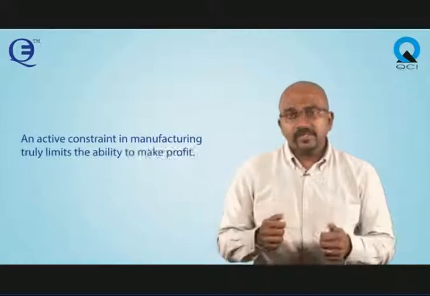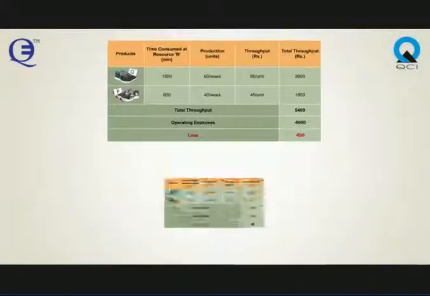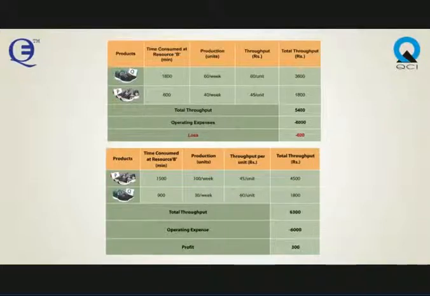This is one of the biggest learnings of the constraint-based approach, and especially when a constraint in manufacturing is active. An active constraint in manufacturing truly limits your ability to make profit. We also saw by this example, we didn't make any investments, but we made profit by just resequencing. That resequencing was not based arbitrarily. It was based on a logic. So without making any investments, I turned a loss-making company into a profit-making company.